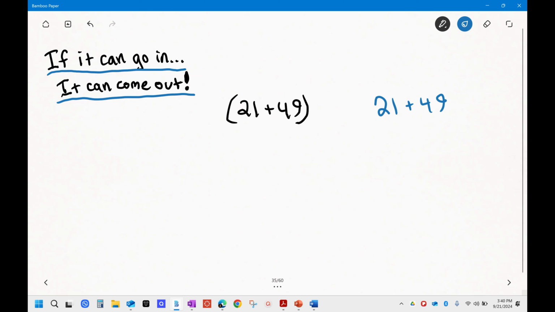But we need to factor 21 and we need to factor 49 and see if we can pull out some number and set it outside of the parentheses and get some smaller numbers inside here. So let's do 21 first. And I know this is repetitive because we did this problem already. So let's go through it really fast.